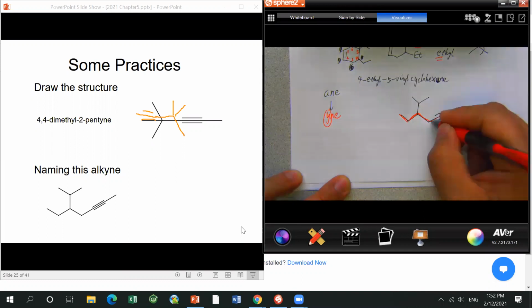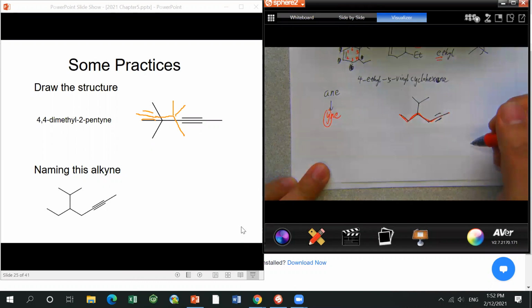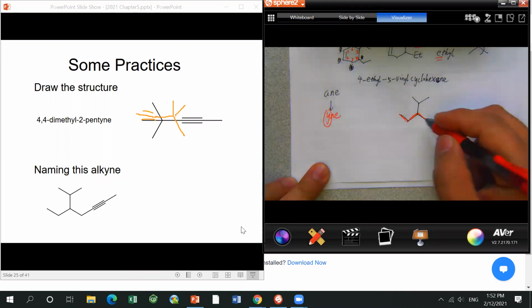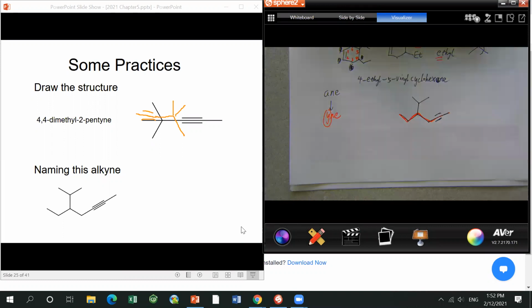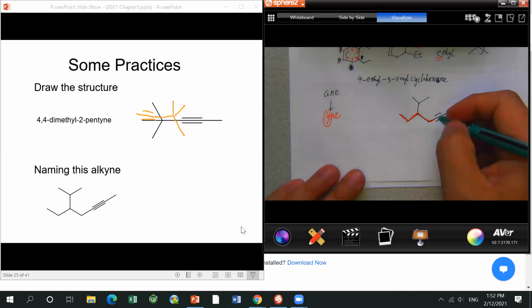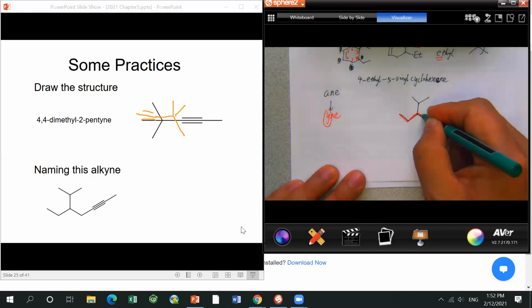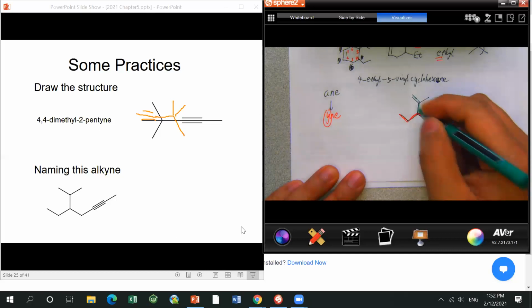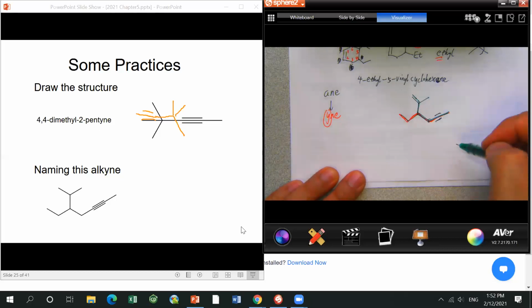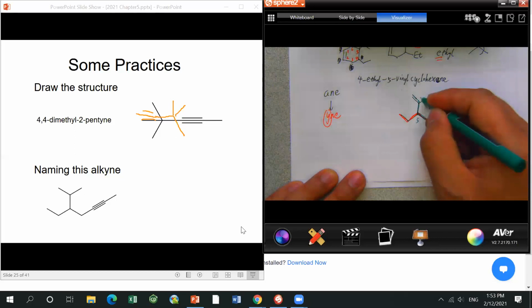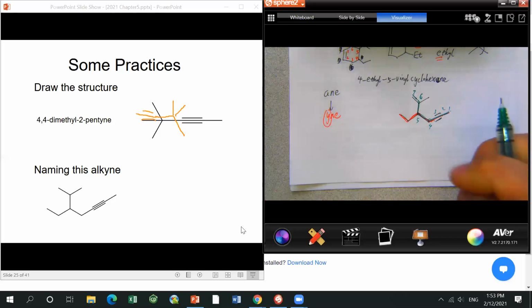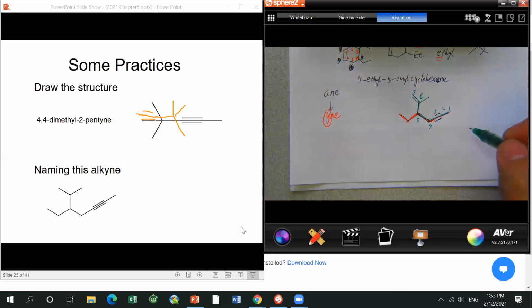There's actually nothing wrong with this one, because that's 7 carbons: 1, 2, 3, 4, 5, 6, 7. But there's another possibility. You can also do it like this, the green one. Here it also gives you 7 carbons: 1, 2, 3, 4, 5, 6, 7. So the two ways can give you the same number of carbons, which is right.